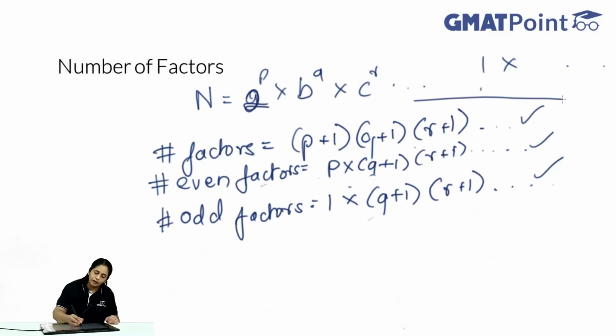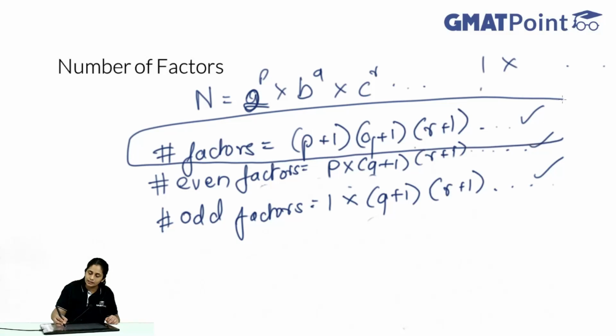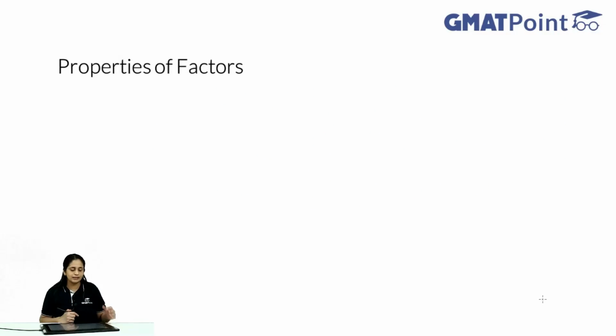The most important formula is this one. If you understand the concept of prime factorization and counting the number of factors, then you can infer these two formulae, but these two formulae are far less important than this main formula, which is that of the number of factors as such. So now that we know the concept of the number of factors, let's take a look at the properties of factors.